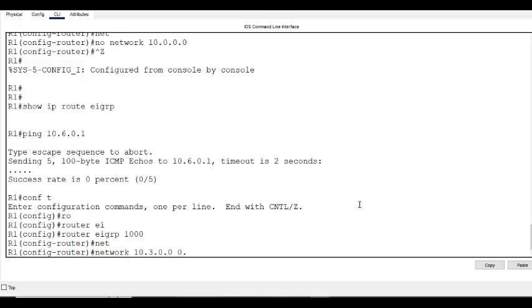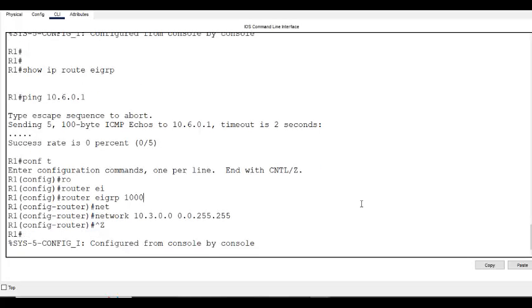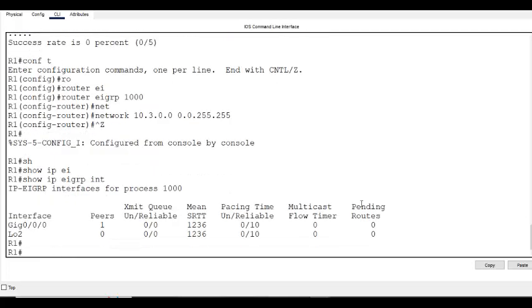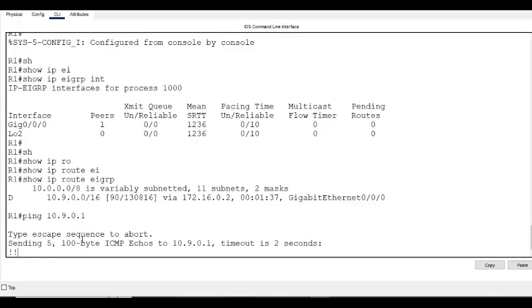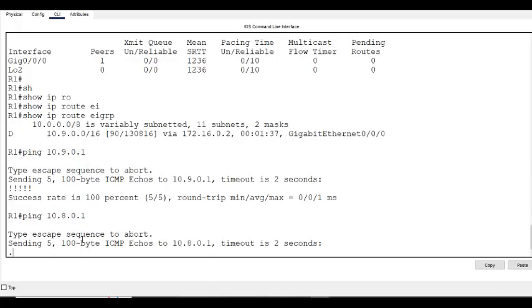Okay, let us check the routing table now. Show ip route eigrp. Look at this. I'm learning only 10.9 from the other side. If you try pinging 10.9, it will ping, but it won't ping 10.8. What do you understand here? We have filtered some networks from being advertised. Filtering networks from advertising is easy in EIGRP because you have the wildcard mask. Did you understand what a wildcard mask is?